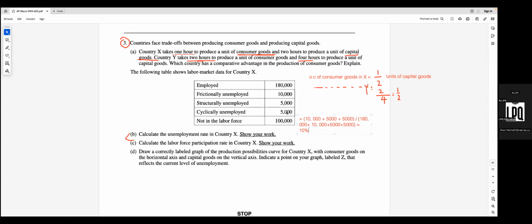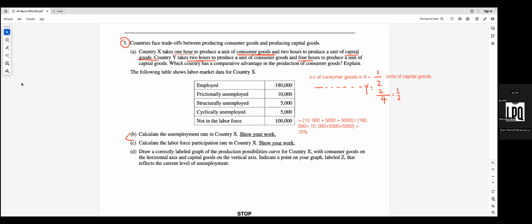Labor force includes those people who are currently employed and who are currently unemployed but actively seeking employment. Once again, if you don't have a job and you're not actively seeking employment, then you cannot be called a part of the labor force.